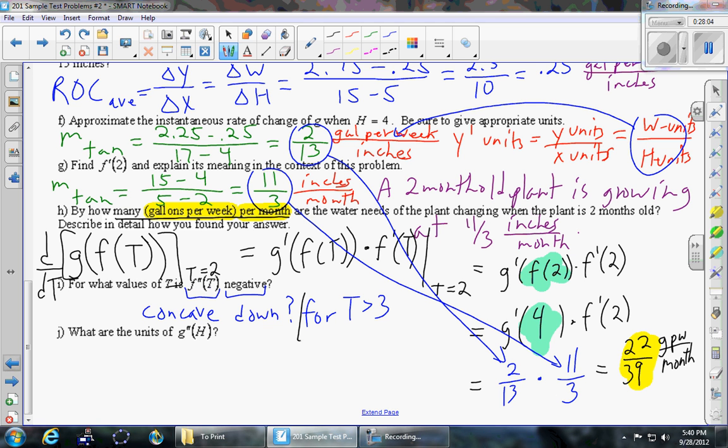Again, that's an approximate. If you had said 4, no problem. If you say 6, that's a problem. If you say 1, that's a problem. But really anything near the middle of that graph where the concavity changes. Finally, part J. What are the units of g double prime of h?